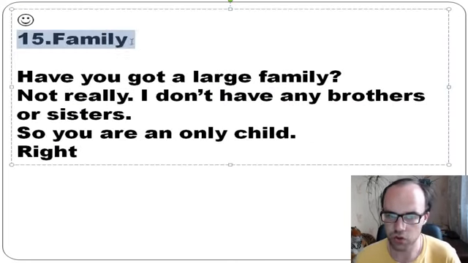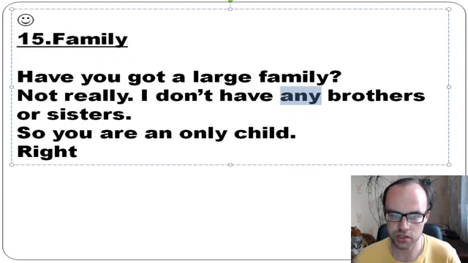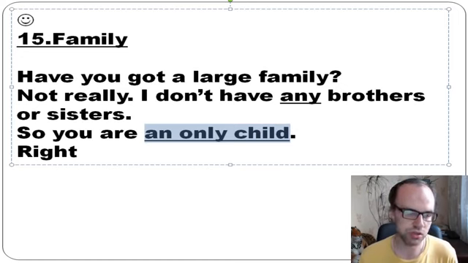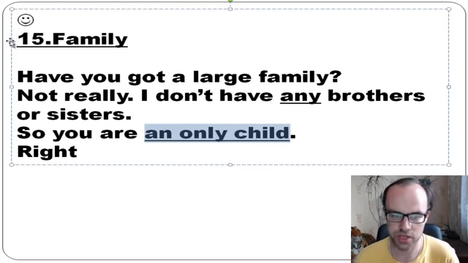Family. Have you got a large family? So you can ask, have you got a large family? Or do you have a large family is the same. Not really. I don't have any brothers or sisters. You know that we use any in negative sentences and in questions. So you are an only child. A good phrase. So if you don't have any brothers or sisters, you can say I'm an only child, okay? Right, it means yes.